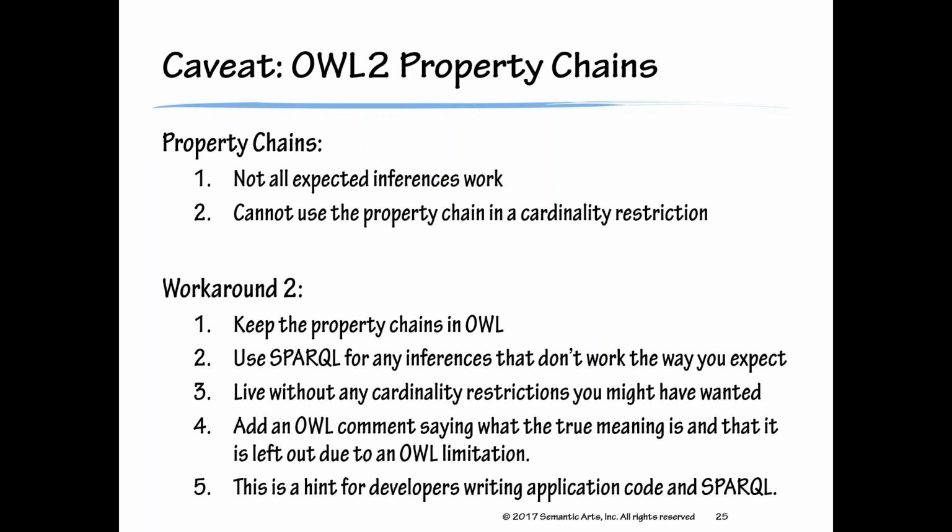Now, interestingly enough, I was just looking at our gist, and we used to use property chains, and so we literally did this second workaround some time ago. We took out the minimum 2 connections and just put in some connections as 1, and then we had a comment saying, by the way, there's really 2. But now we don't use property chains anymore, so we don't have to do that anymore.